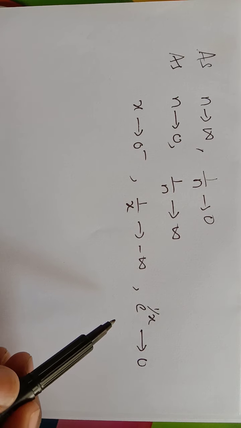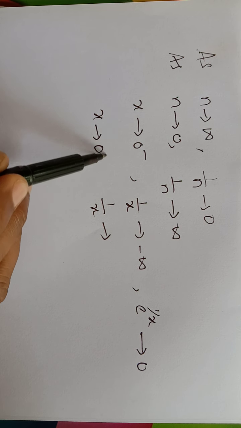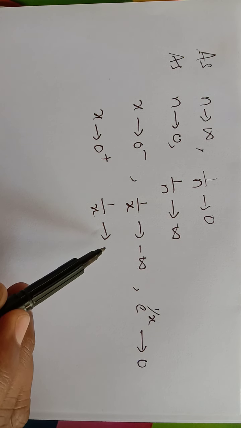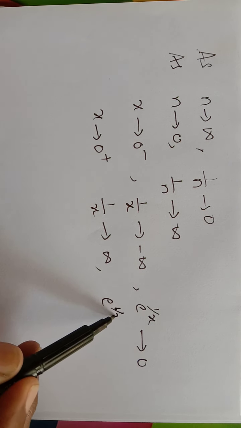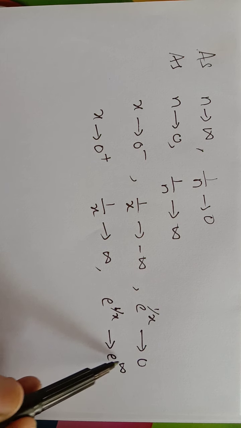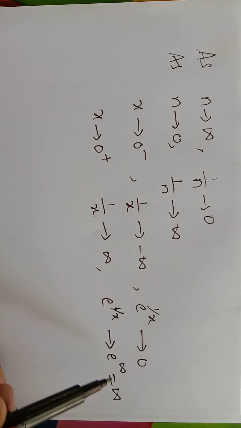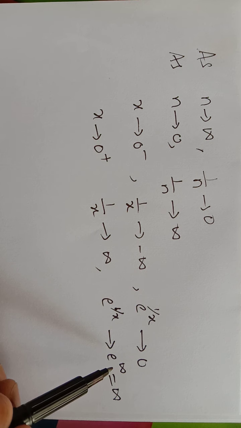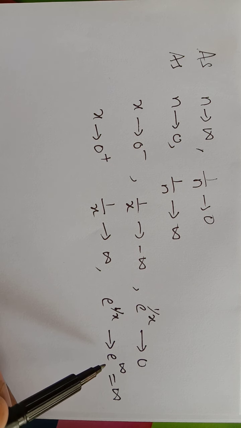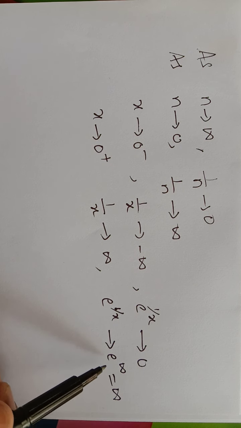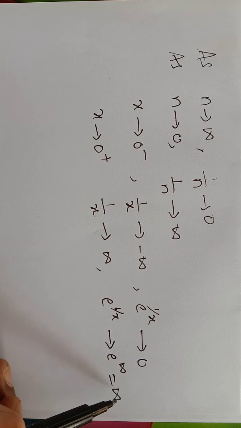For e power minus infinity, you should know the value of e power infinity. As x approaches 0 plus, through values above 0, 1 by x approaches plus infinity. So e power 1 by x in this case is e power infinity. E power infinity is infinity, because as the exponent increases, the value increases. The value of e lies between 2 and 3, 2 point something. So their powers, 2 square, 2 cube, 2 power 4, 2 power 10, 2 power 100, as the exponent approaches infinity, the values also approach infinity.